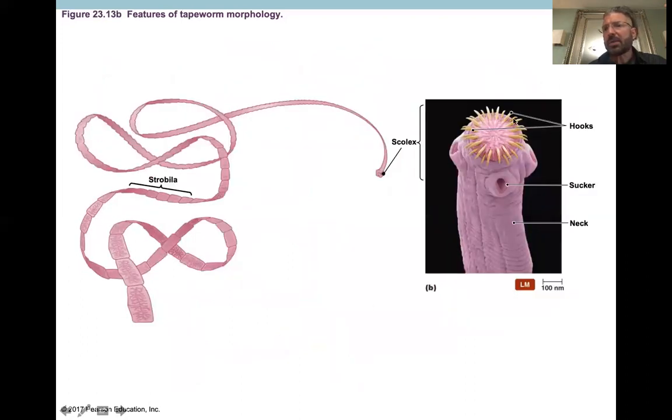This says hook. This thing is literally attaching to your digestive system, growing all these segments, or strobila. It's dropping off these proglottids or segments, hoping that someone consumes it.